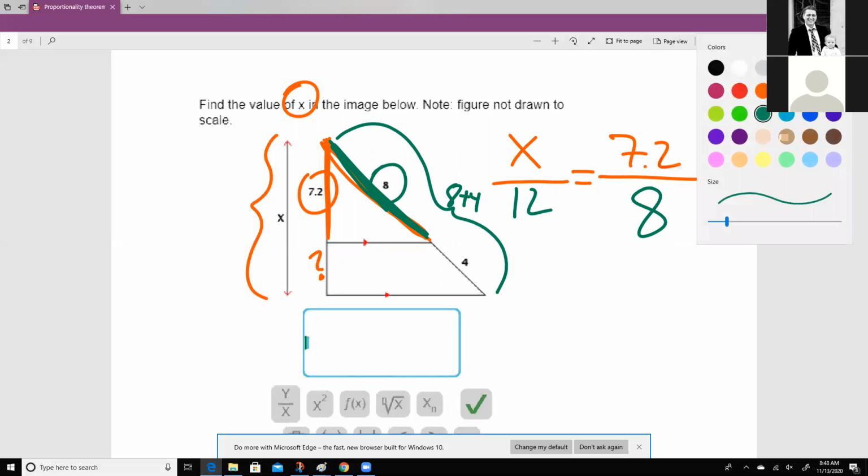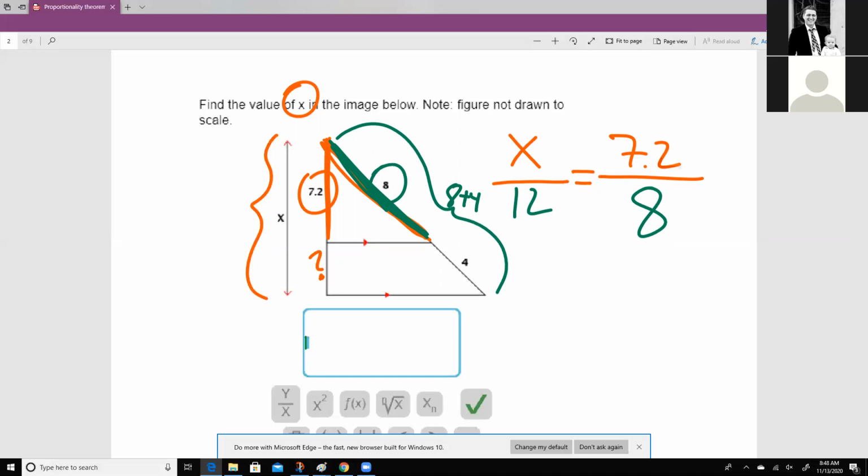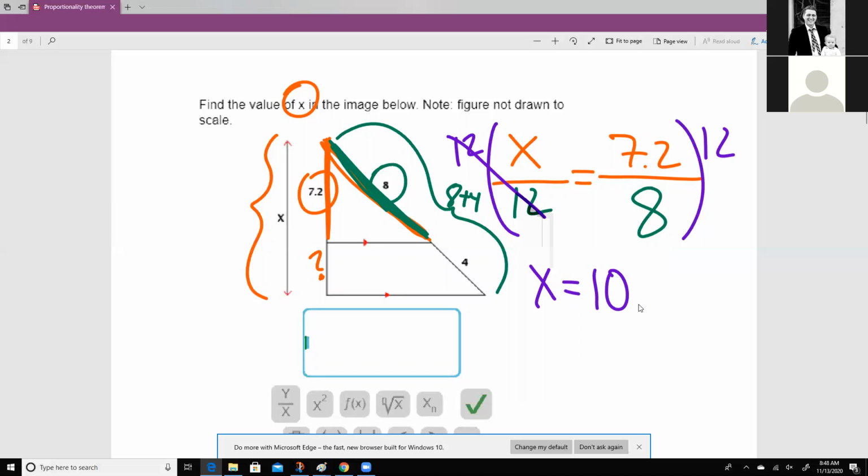Okay, from here I could cross multiply, or I could just say, hey, x is just being divided by 12, so I'll multiply by 12. Over here, that'll cancel, and x will be equal to the product of 7.2 over 8 times 12, which is 10.8. And then we're done.